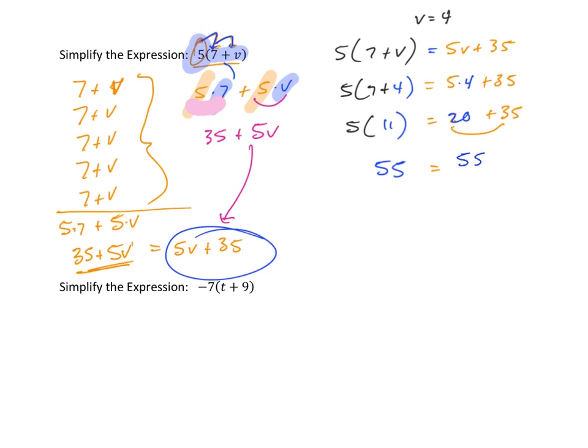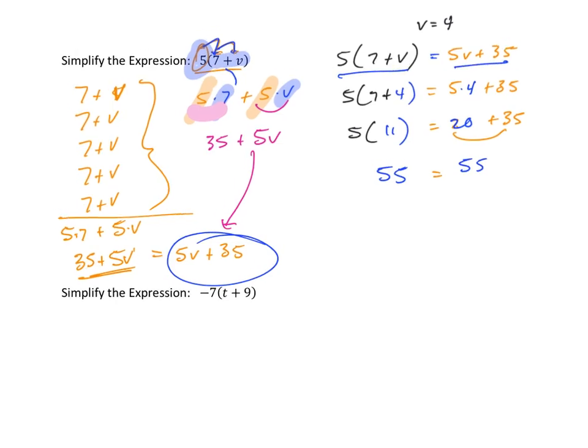When we evaluate the original expression and we evaluate this expression with v equaling 4, they come out to be the same thing. So we know we have the correct answer. All we did right here was check our answer. Our answer is right here. That's our solution.